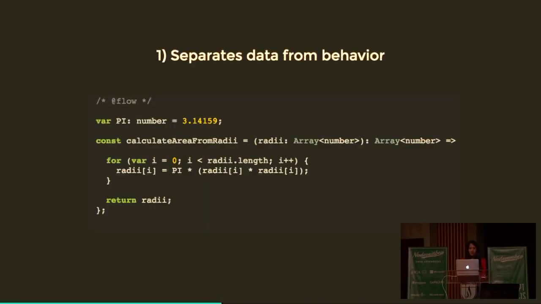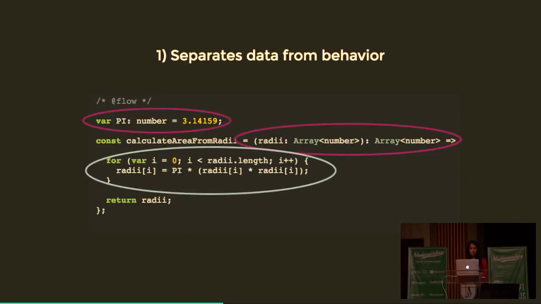So why types? I want to explain a few different reasons. One, it separates data from behavior. When you're writing types, it forces you to think about what your data is before you think about what the actual behavior is. And this kind of mental separation helps a lot when you're coding. So that's our data, and then this is our behavior.